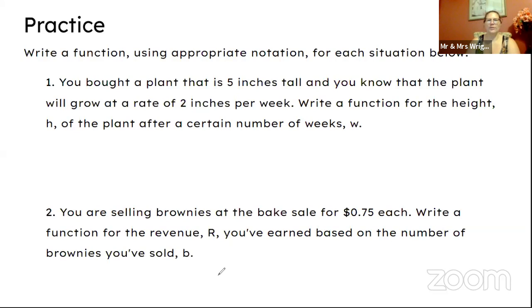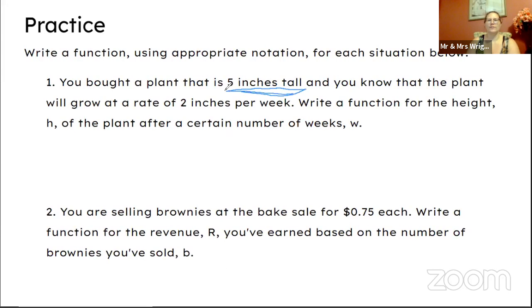All right, you bought a plant that is 5 inches tall. That seems like pertinent information. And you know that the plant will grow at a rate of 2 inches per week. Well, if it's growing, I'm going to say that that's going to get bigger. So I'm going to put a plus there. I think that's going to be a plus. Write a function for the height, h, of the plant after a certain number of weeks, w.